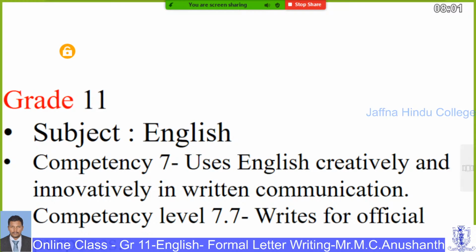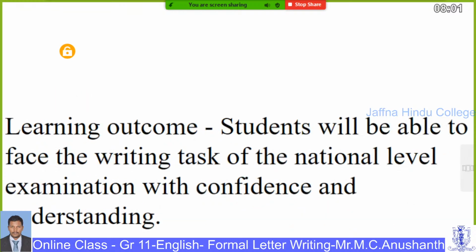The competency and the competency level behind this lesson is displayed on the board, and then the learning outcome: students will be able to face the writing task of the national level examination with confidence and understanding.